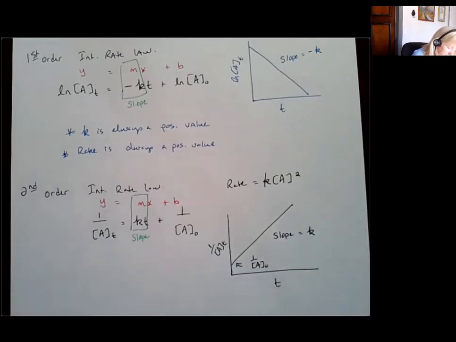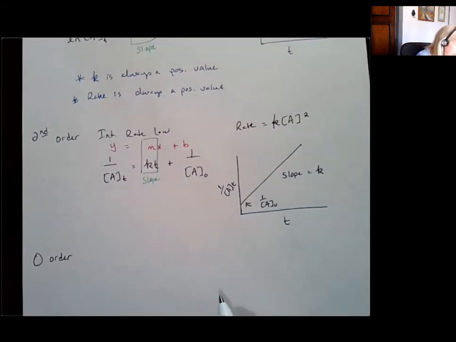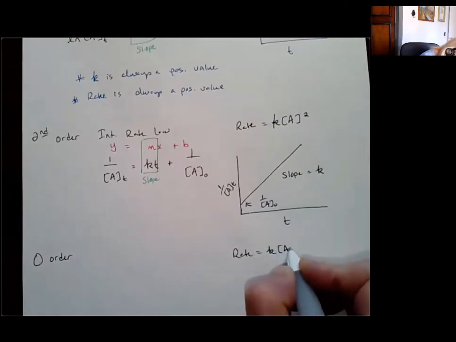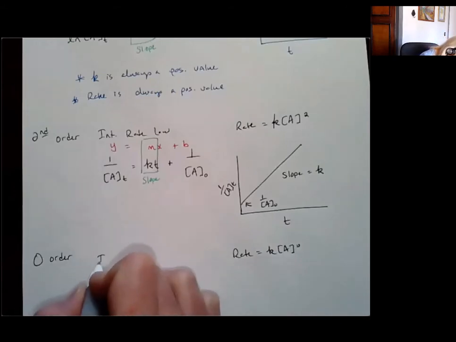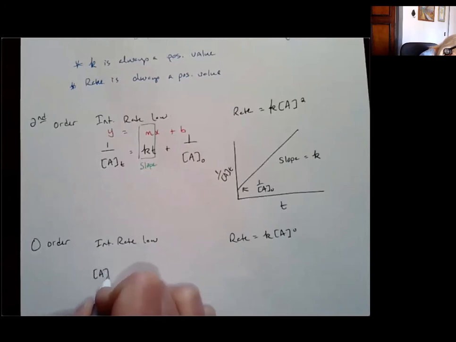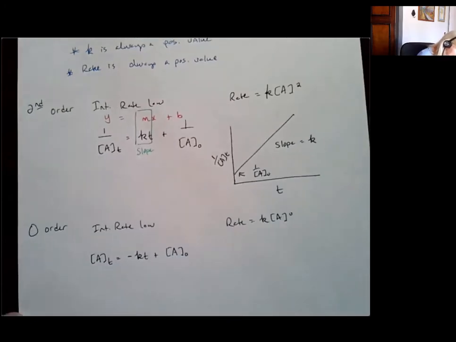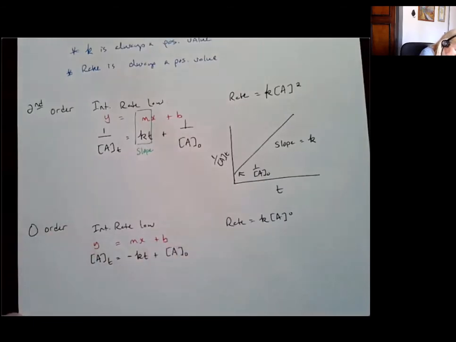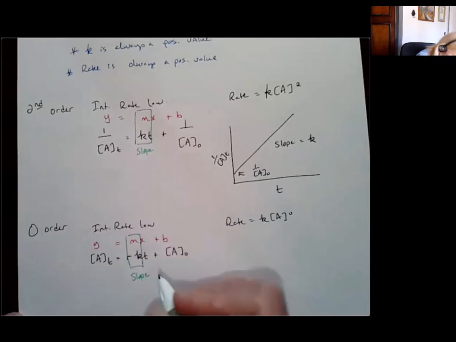Now, zero order is the third one that we've talked about. Zero order is probably the simplest one. Remember, my rate law is k times A to the 0. So my integrated rate law for this is going to look like this: A at time t equals negative kt plus A at time 0. So this is still written as y equals mx plus b, but now I'm going to have a negative slope again, and my slope is going to give me that rate constant.